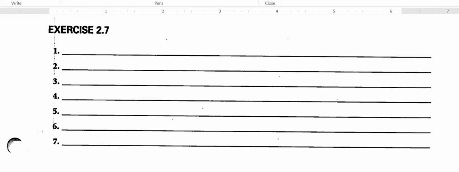That's it for exercise 2.7. I didn't bother writing those down. I think you guys can figure that out and write down your own little description.